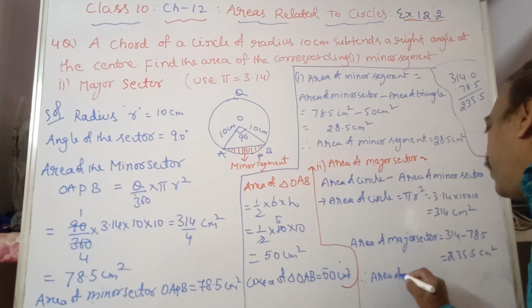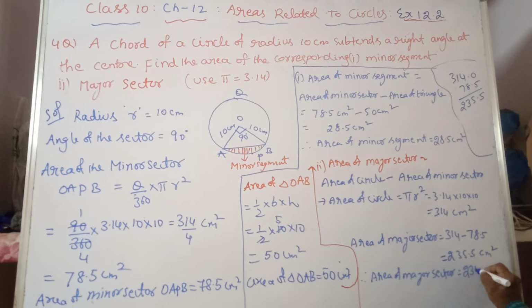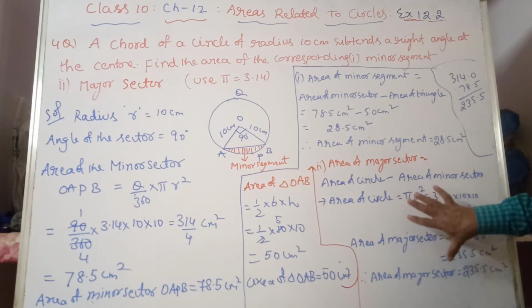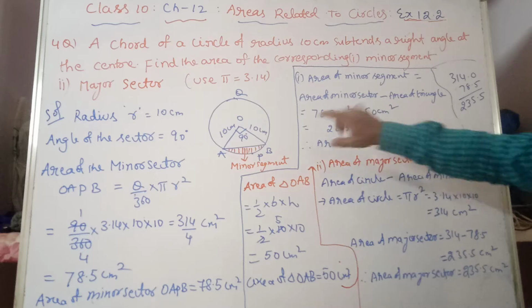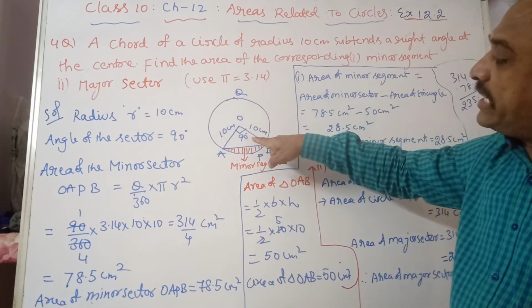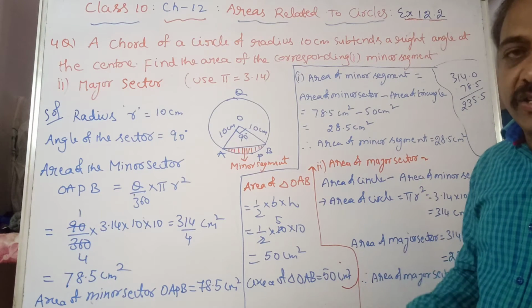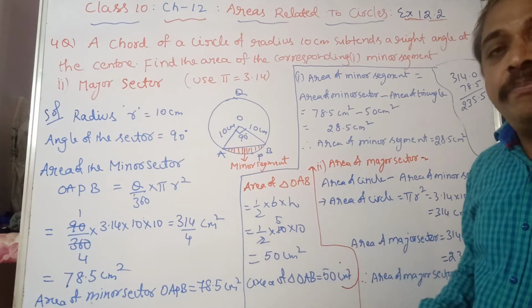of major sector is equal to 235.5 centimeter square. So this area of a major sector, you can even calculate and get the same answer if you use the leftover angle other than 90, that is 270. So 270 theta by 360 into pi r square. That way also you get the same answer.